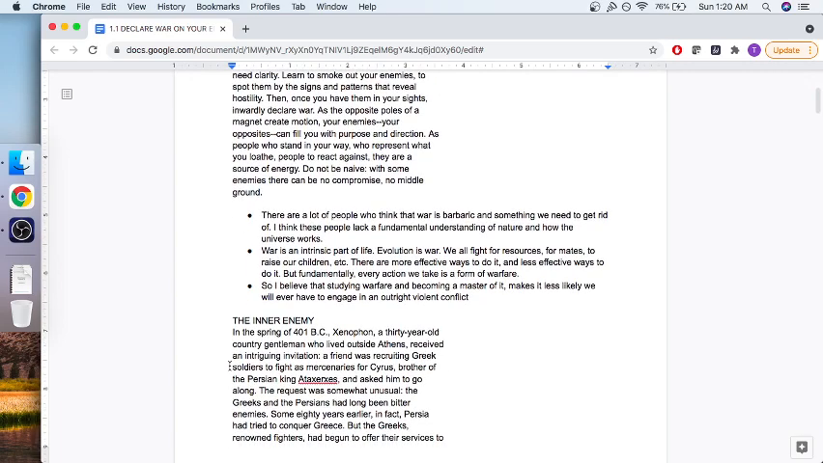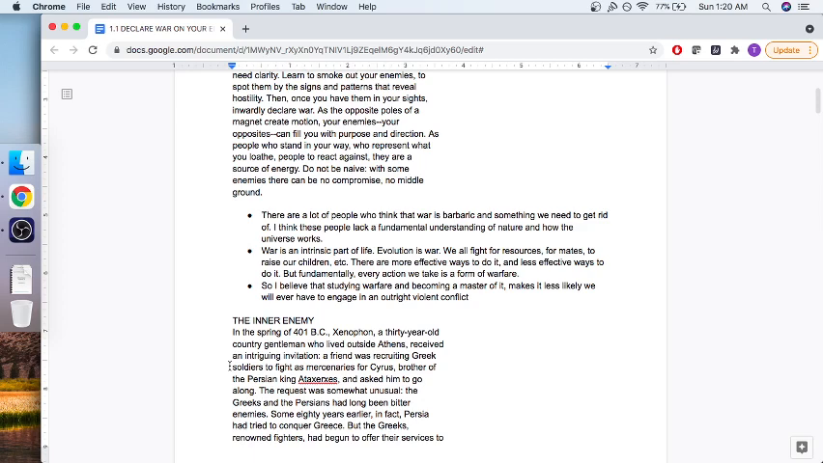There are a lot of people who think that war is barbaric and sometimes we need to get rid of it. I think these people lack a fundamental understanding of nature and how the universe works. War is an intrinsic part of life. Evolution is war. We all fight for resources, for mates, to raise our children, etc.